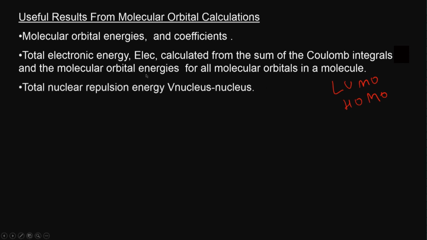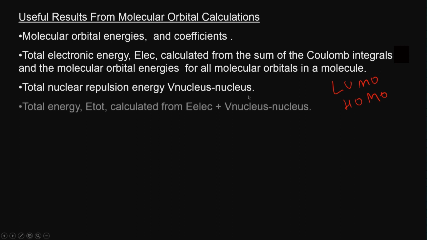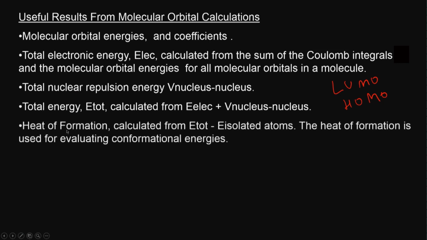Total nuclear repulsion, that is the nucleus repulsion energy, can be calculated. Total energy, that is the electronic energy and the nucleus energy, all these can be calculated together and we call it the total energy. Heat of formation is calculated from the heat of total minus the heat of isolated atoms. We can also calculate conformational energies.